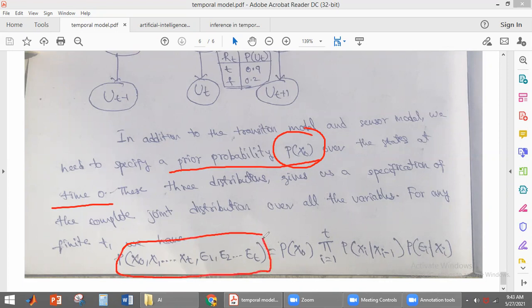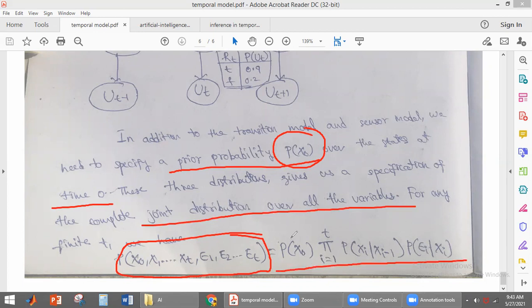So what is the complete joint distribution formula? Probability of X0, X1, and so on up to Xt, E1, E2, and so on up to Et. In the previous class, we discussed that the state variables start from t is equal to 0, and the evidence variables start from t is equal to 1. This complete joint distribution over all the variables can be obtained by this equation.